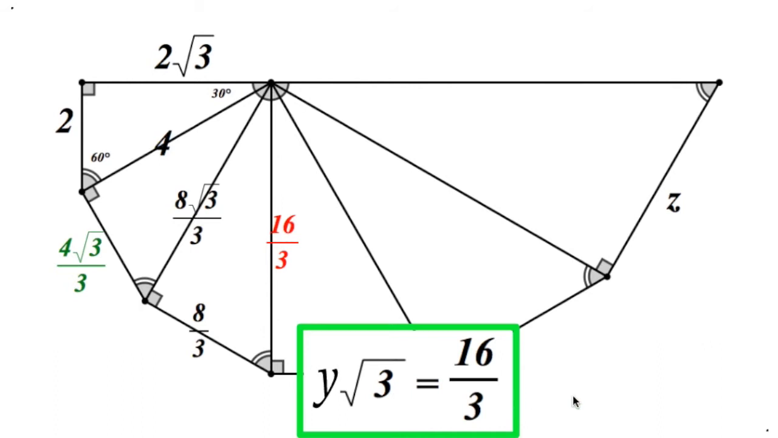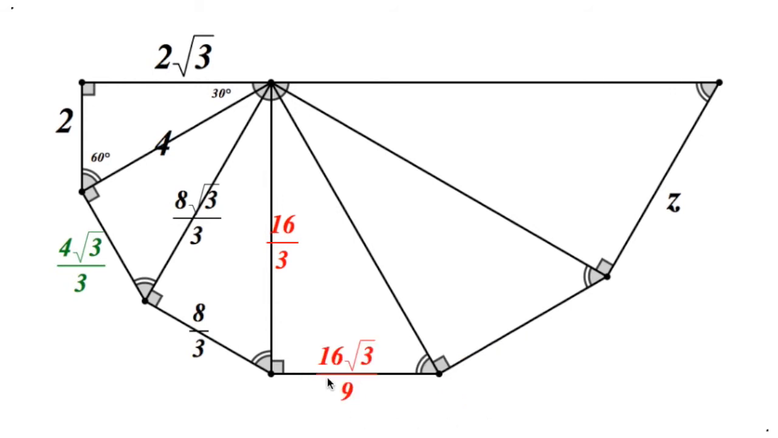Now, root 3 times root 3 is just 3. And 3 times that is 9. So you get 16 root 3 over 9. And now it's ugly again. Okay? But our next part's not so ugly. Because now that we have the side across from the 30-degree angle, we can find the hypotenuse really, really easily by doubling the 16 and the 16 only. 16 times 2 is 32. So we have 32 root 3 over 9.